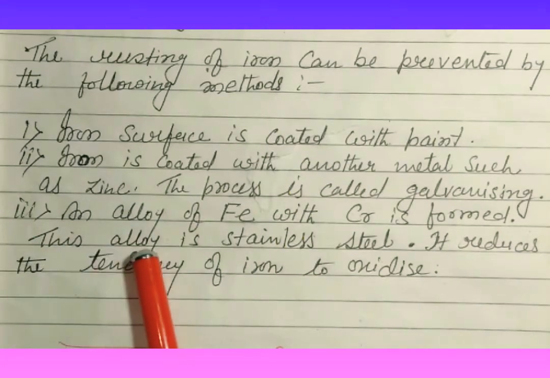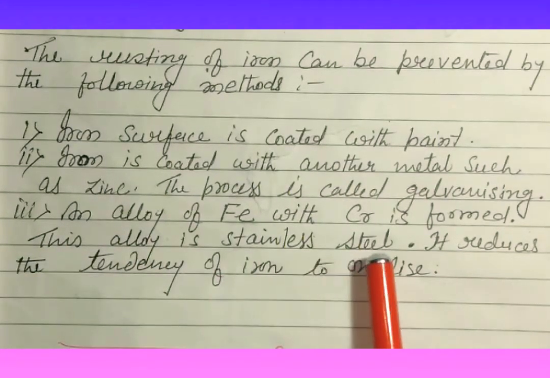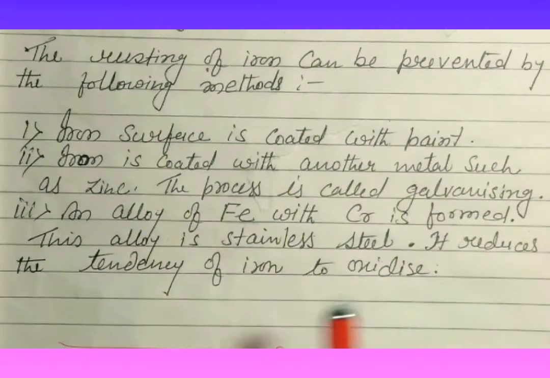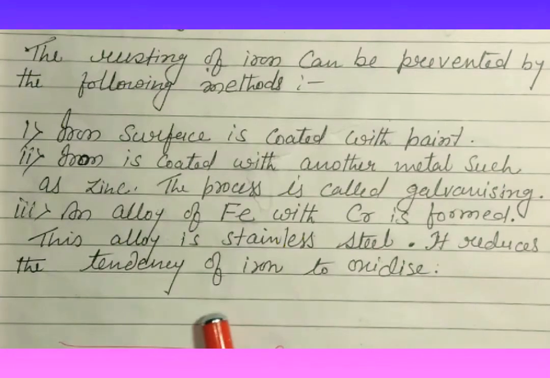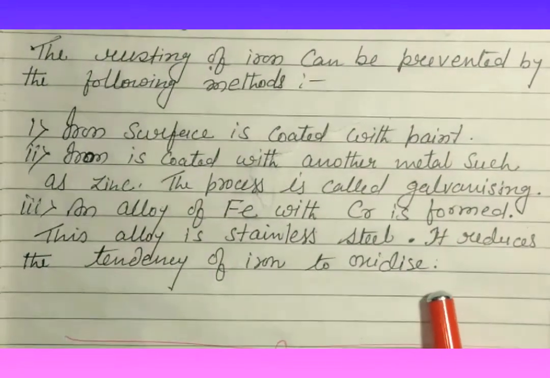Third point, an alloy of iron with chromium is formed. This alloy is stainless steel. It reduces the tendency of iron to oxidize.